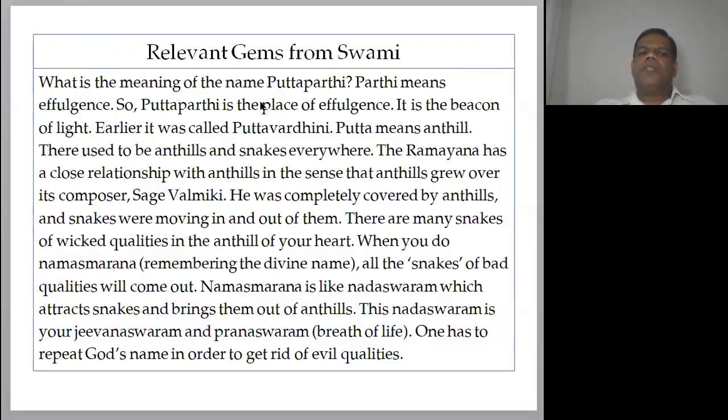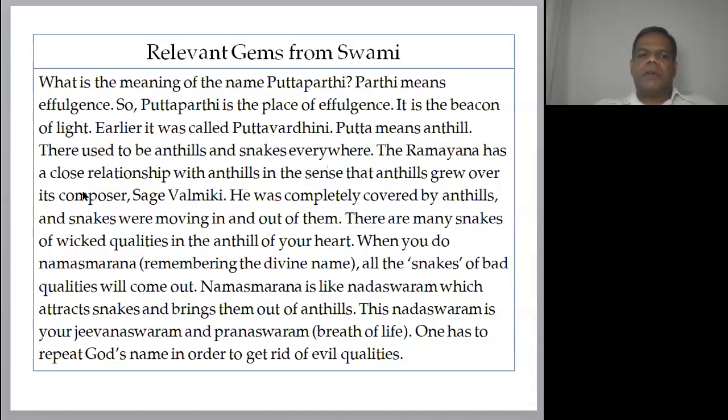What is the meaning of the name Puttaparthi? Parthi means effulgence. So Puttaparthi is the place of effulgence. It is a beacon of light. Earlier it was called Putta Vardhini. Putta means anthill. There used to be anthills and snakes everywhere.